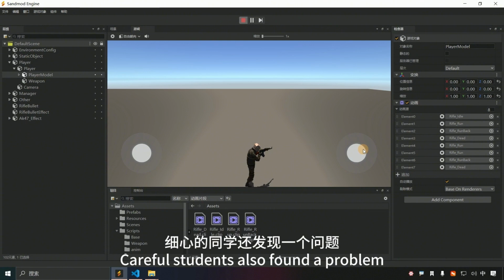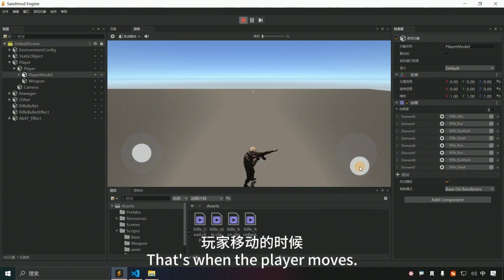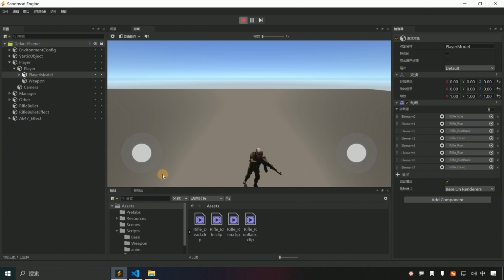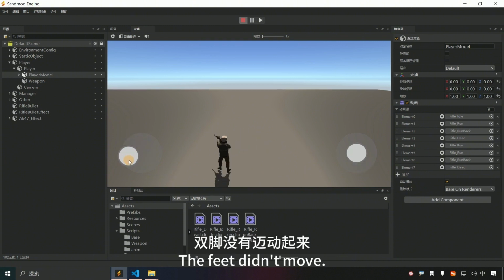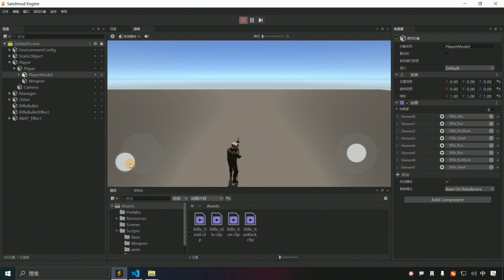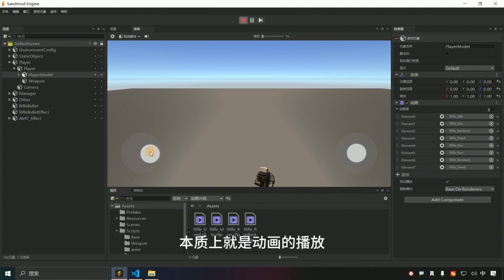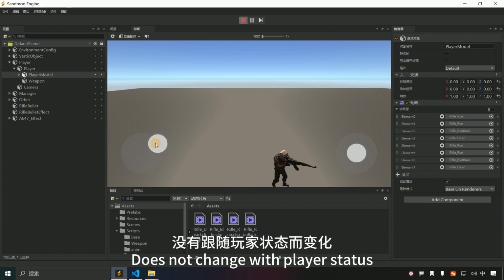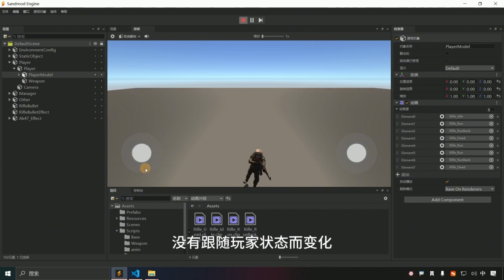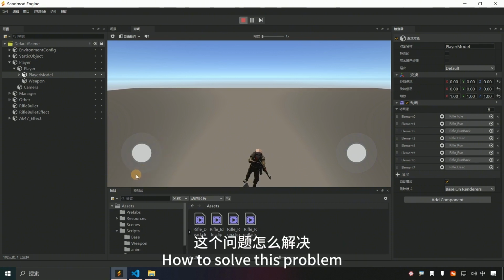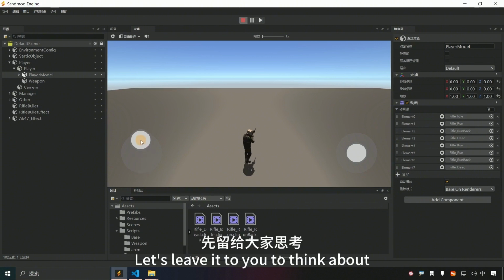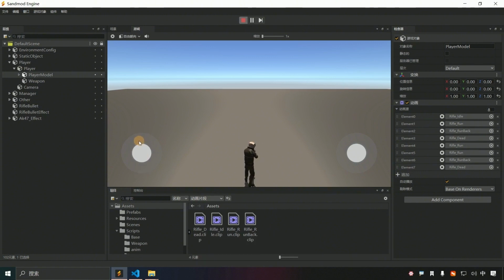But careful students also found a problem. That's when the player moves, the feet didn't move. Basically, the animation playing does not change with player status. How to solve this problem? Let's leave it to you to think about. Follow us and perfect it.